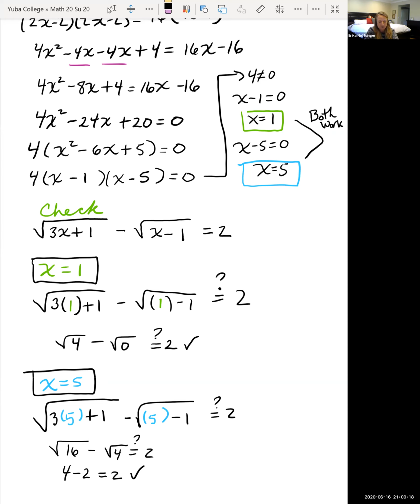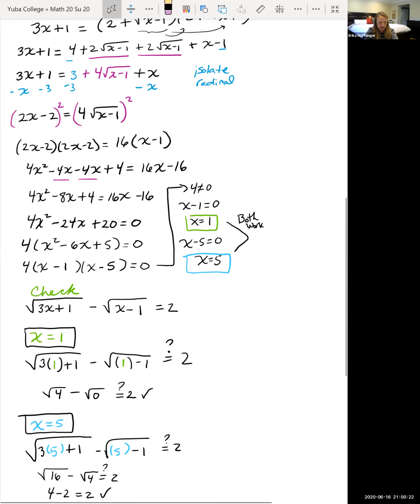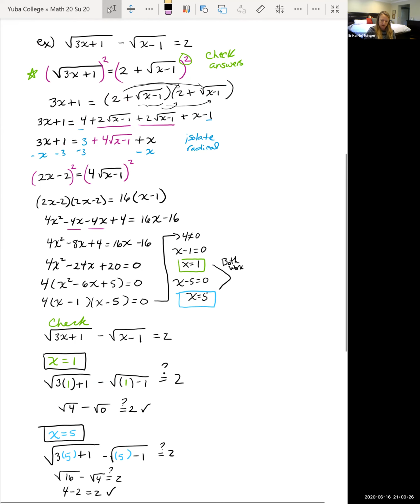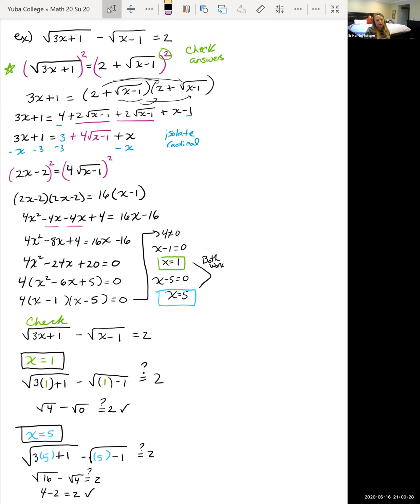So it's possible that when you go back and you plug in your solutions that none of them work. It's possible some of them work and some of them don't. It's possible they all work. So you got to go back and check.